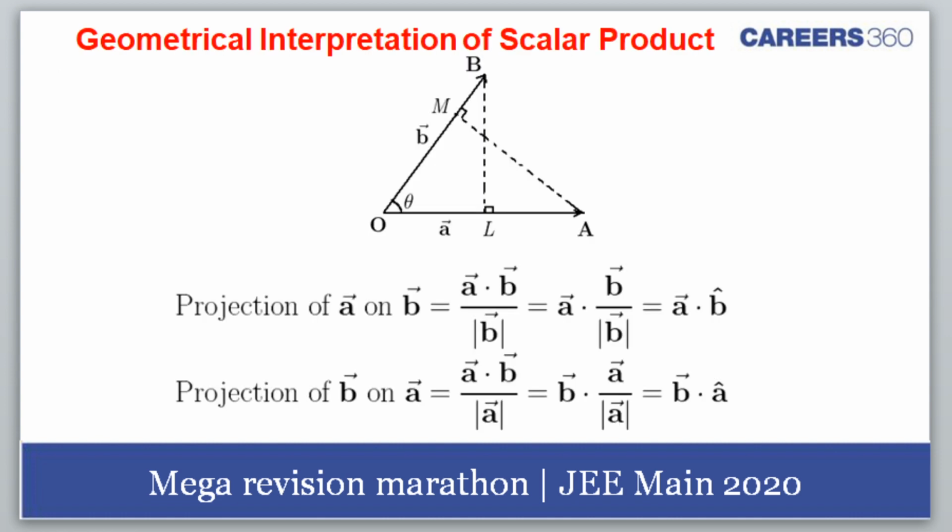Okay. Now, geometrical interpretation of a scalar product, it is A dot B cap. Okay, that is the projection of the vector A on the other vector. Okay, that is it. Projection of A on B, that is A dot B cap, and projection of B on A, that is B into B dot A cap. Okay.